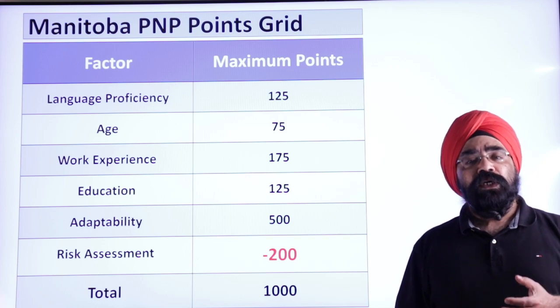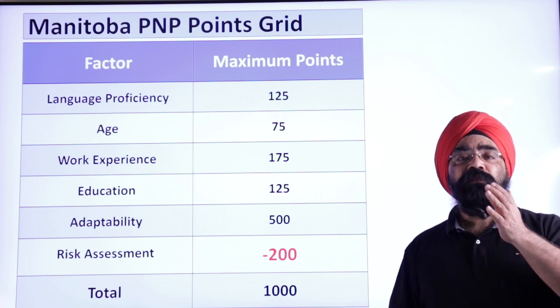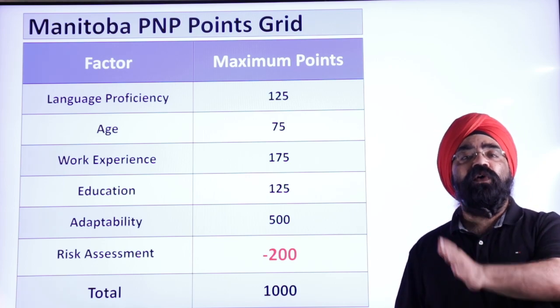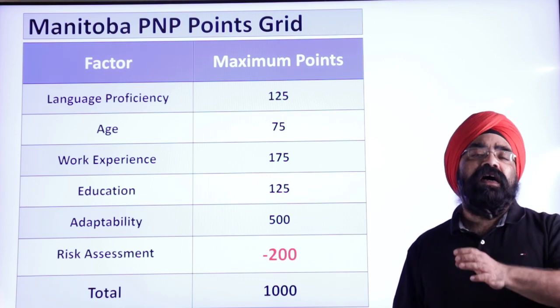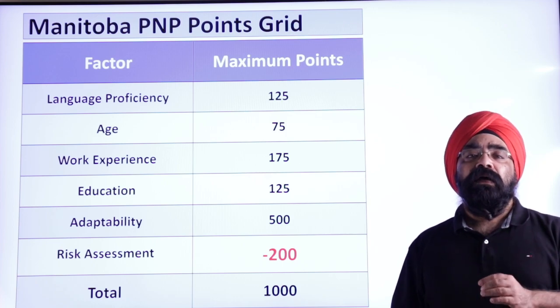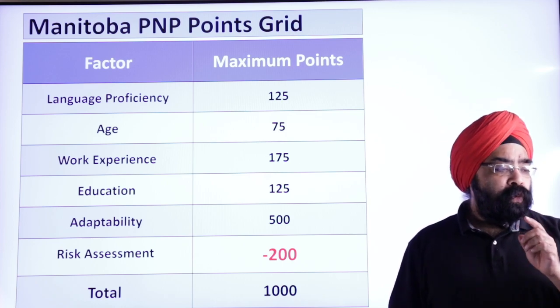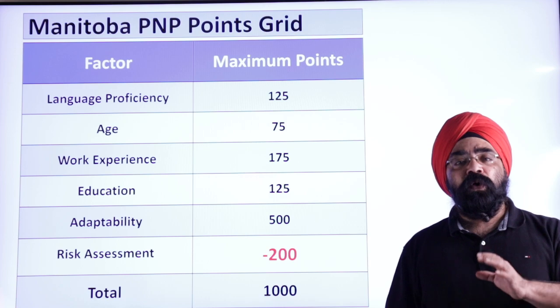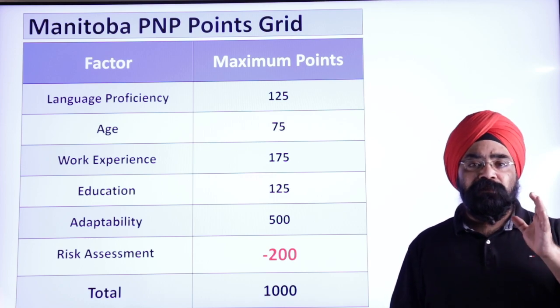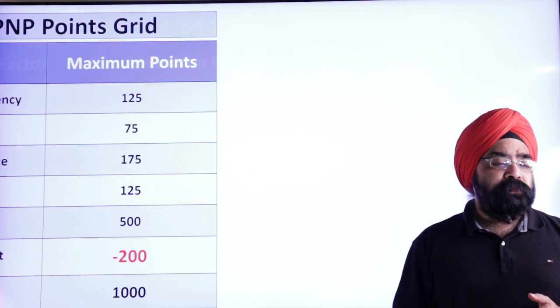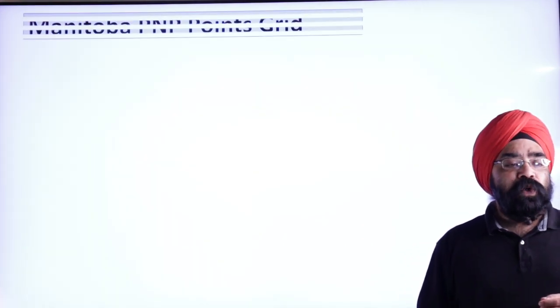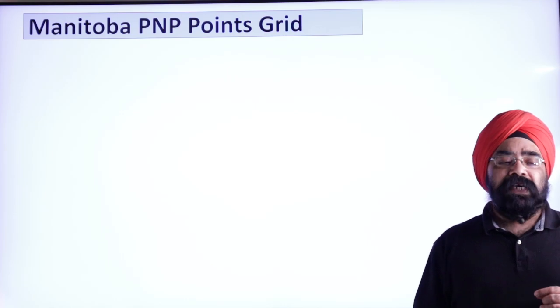So important. If you score at least 400, 450 on adaptability, you have very high chances to get a Manitoba PNP. So what is the adaptability part? Let us have a quick look. Others are of course important, but this is the most important. So I'm trying to explain only this part to you. The Manitoba PNP grid adaptability section.